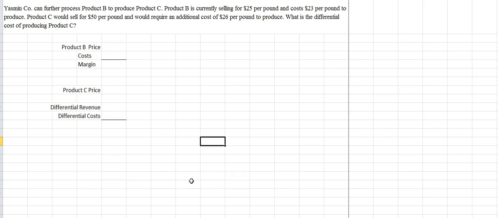Okay, next one. Yasmin Company can further, this is the decision to either process further or to simply sell at a specific point and not continue to process, okay? So it says Yasmin Company can further process product B to produce product C. Product B is selling for $25. So I could sell product B for $25. It costs me $23 to produce product B. So my margin for product B is positive, right? 25 minus 23 is $2. At this point, I could sell product B to somebody else, or I could process it further into product C.